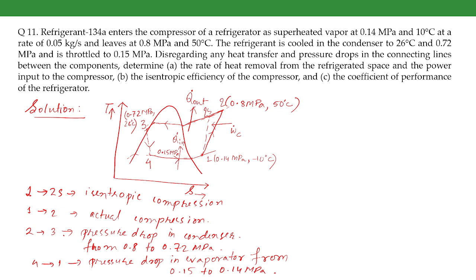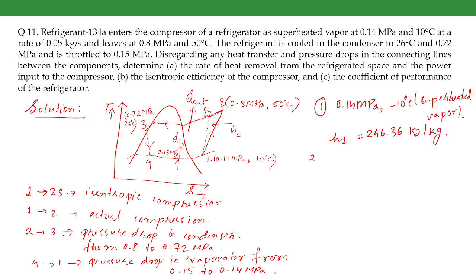So at the state point 1 is 0.14 MPa and minus 10 degrees Celsius, which is a superheated vapor region. The enthalpy value is 246.36 kilojoule per kg. At state point 2, which is 0.8 MPa and 50 degrees Celsius, the enthalpy is 286.69 kilojoule per kg, and the entropy at state point 2 is not equal to the entropy at state point 1 because it is not an isentropic process.